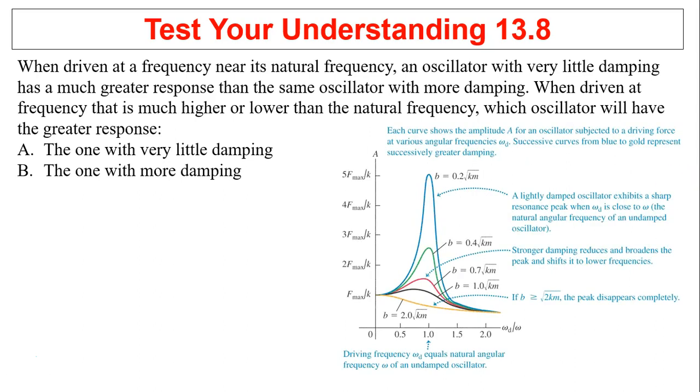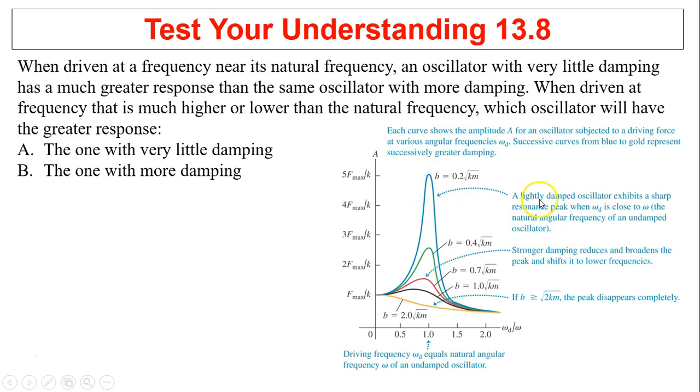Okay, last question. When driven at a frequency near its natural frequency, an oscillator with very little damping has a much greater response than the same oscillator with more damping. When driven at a frequency that is much higher or lower than the natural frequency, which oscillator will have a greater response? Let's take a look at this picture.